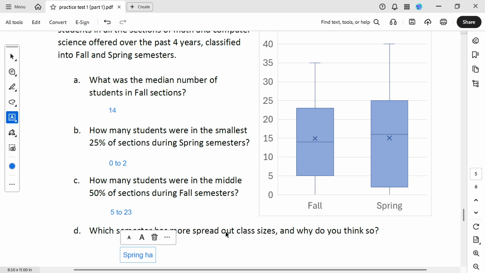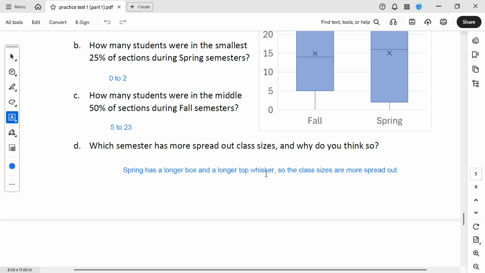Spring has a taller, maybe I should say longer, might make more sense, longer box and a longer top whisker. So the class sizes are more spread out.